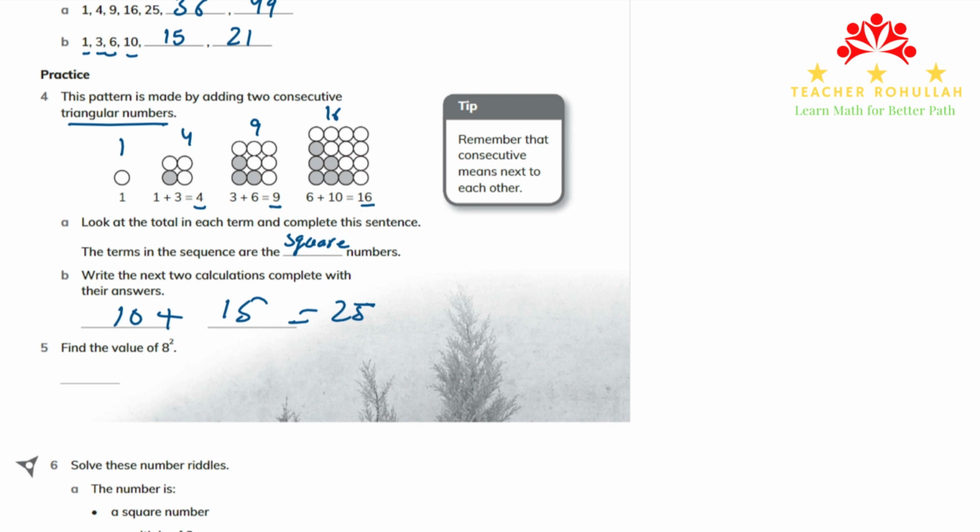In question 5, it says, find the value of 8 squared. 8 squared means 8 times 8. So 8 times 8 is 64, and 64 is a square number. So we either write 8 squared or 64. Both of them mean the same. Well, let's move to question 6.